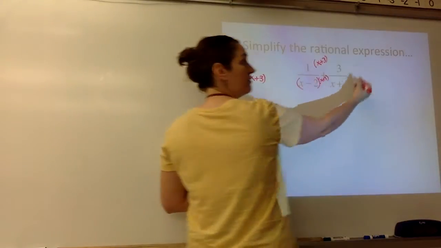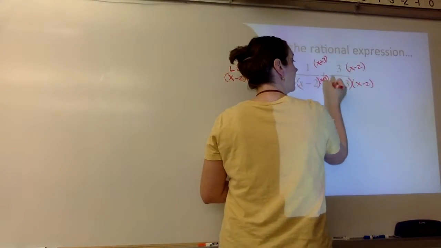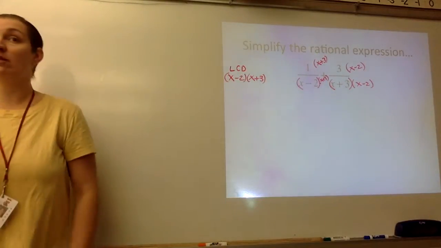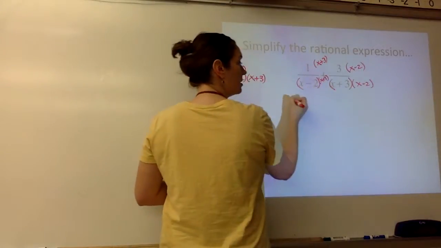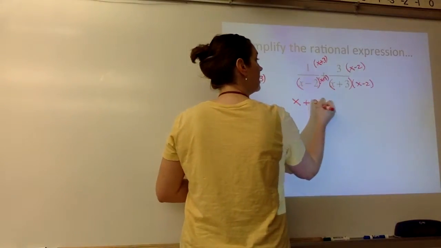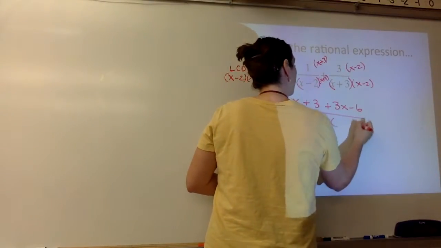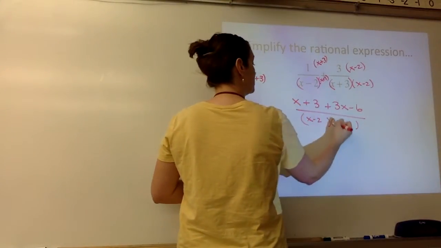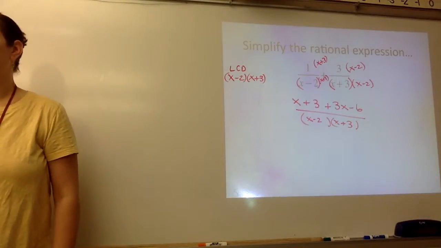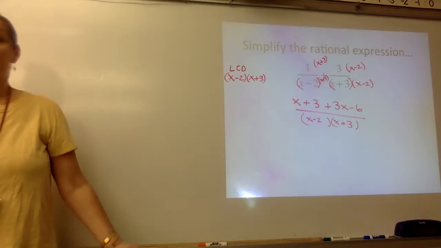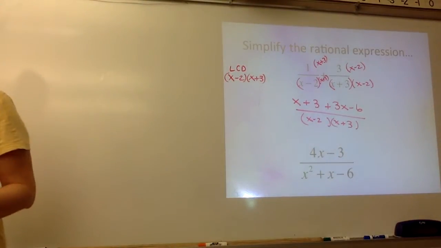The second part of the fraction gets multiplied by x minus 2, but again, we have quantities initially, even though there weren't parentheses there. Up top, we distribute, so we end up with x plus 3 plus 3x minus 6, and in the bottom we end up with our LCD, which is x minus 2 times x plus 3. Yes? What would be our next step? Combine like terms in the numerator. When we do that, we end up with this final answer.